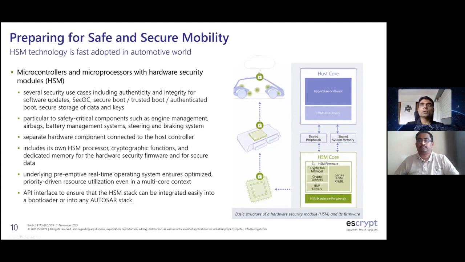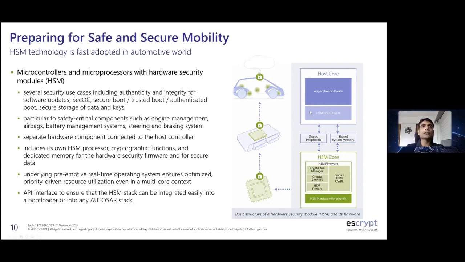Second, the HSM core runs HSM firmware which can work closely with AutoSAR and non-AutoSAR stacks. It could be easily integrated and works via APIs. This is the kind of implementation that is more and more popular through the HSM technology. The most important part is that it has its own HSM processor. There is a processor underneath the core. It can run cryptographic functions. Plus, it has its own operating system and stack. So even in a multi-core context, resources can be used in an optimized manner.